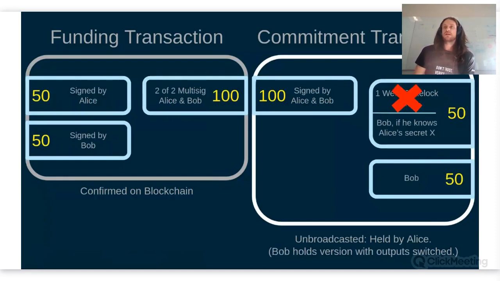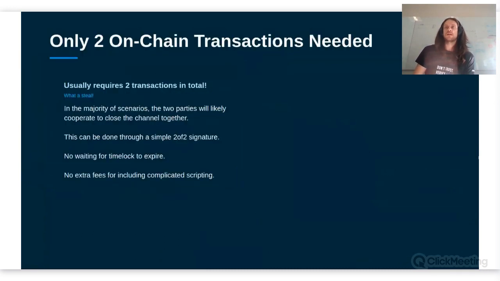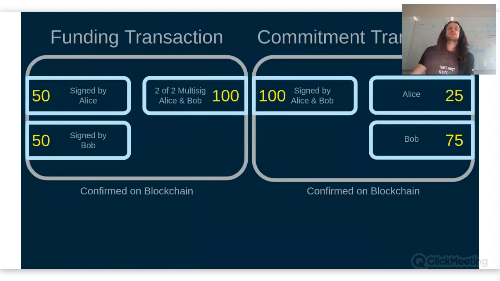Then let's say Bob wants to send her some money, he can send 20 back to her, and then the amount gets switched. So the cool thing about this is you get to send tons of transactions back and forth to and from each other. You only need 2 transactions in total confirmed in a block. And in the majority of scenarios, the players will likely cooperate to close the channel. The funding transactions that we've seen with those complicated spending conditions, those are basically assurances. Those are a way to make sure that the other party doesn't reverse transactions. But when they actually want to close, they can just create a simple transaction like this.